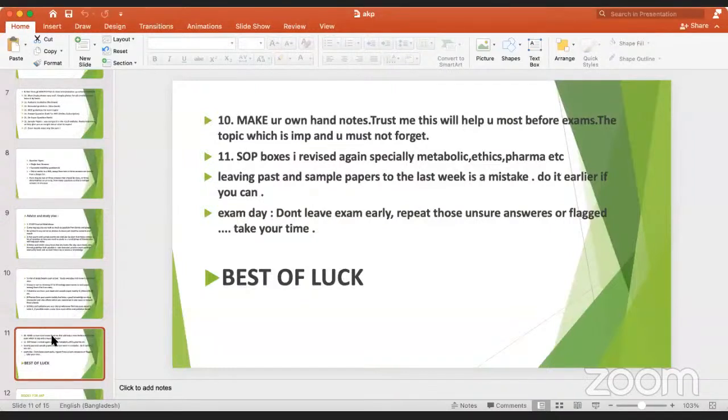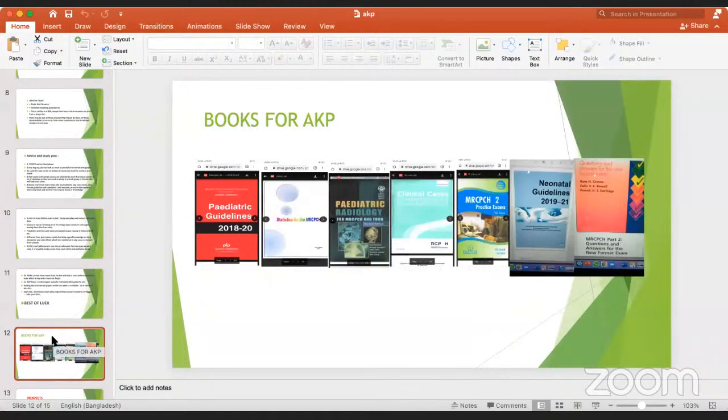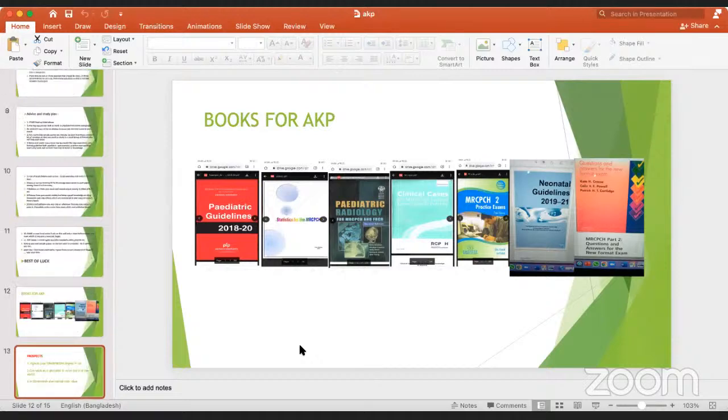Okay. So I hope this preparation and these slides helped you. And it will also help you in May, because some students have the exam in May, and some students have it in October. So if you follow this advice, your preparation will be very good. And passing AKP is not so difficult if you study hard. These are the main books: pediatric guideline, neonatal guideline, and neo format, AKP book, cases book, radiology book, statistics book. These are the main books for AKP you will need in your exam.